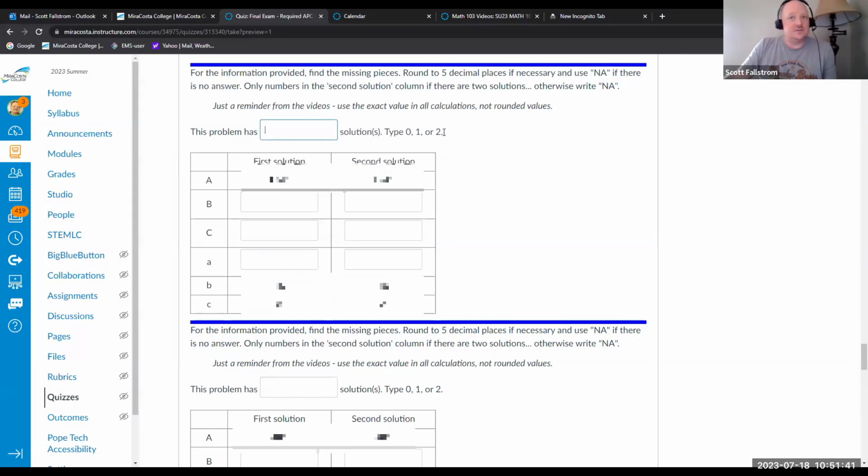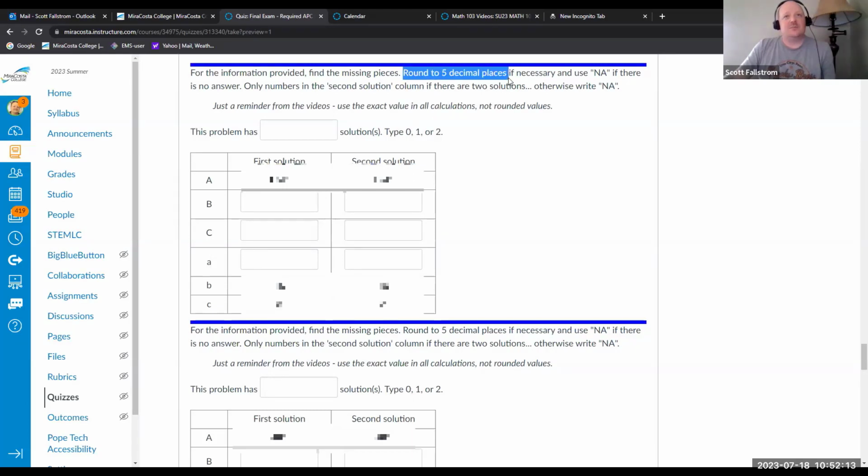If there are 0 solutions, you would write NA in every one of these boxes because you're saying there's nothing here. If there is 1 solution, then you will fill out the information for the first solution and you will put NA for all of the second solution. And obviously, if there's 2 solutions, you just put them in order. So only use the stuff if there are 2 solutions, otherwise write NA. And that's about it. This is what it's going to look like. And I'm going to give you a couple questions like this.